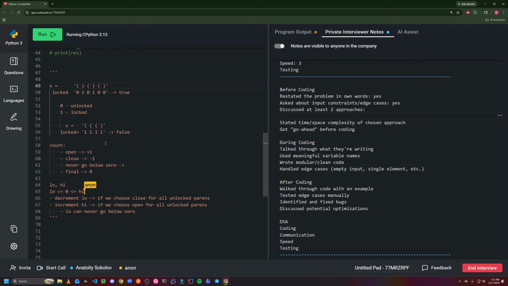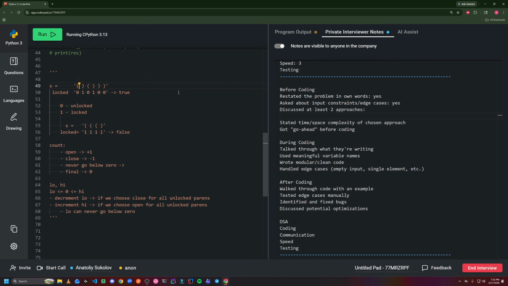Okay, so coming back to this example, maybe we could walk through some of these. What would happen? Okay, great. I think this started off like this. So the first one, in theory we could choose whether it is open or closed. But because low can never go below 0, this one would have to be a +1.